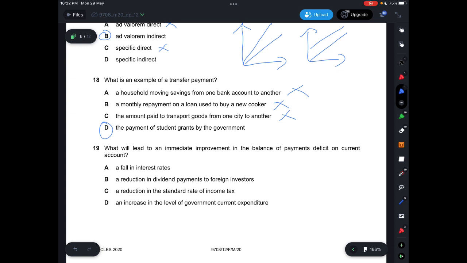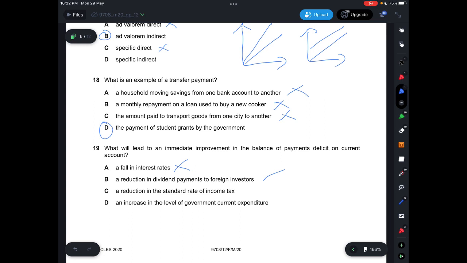So a balance of payments deficit is basically when your outflow of money is more than the inflow. So in order to improve this, we have to reduce the outflow of money. So A, it says a fall in interest rates will result in more outflow of money because you're buying more imported goods. B, it says a reduction in dividend payments to foreign investors, which is correct because this will reduce the outflow of money to investors from other countries.